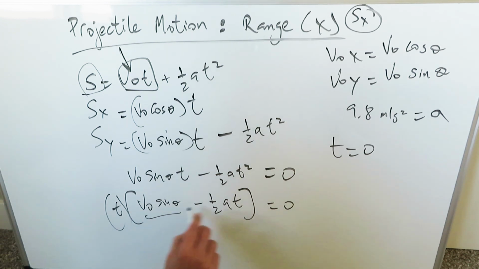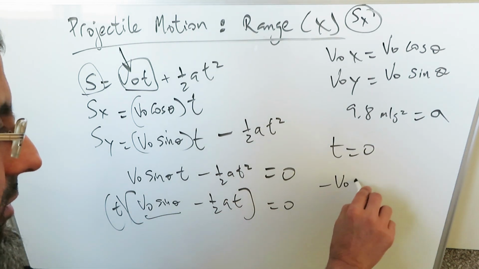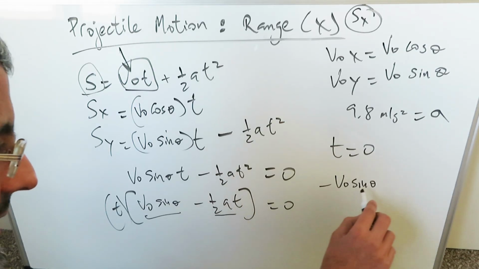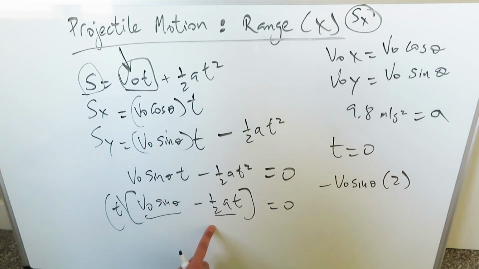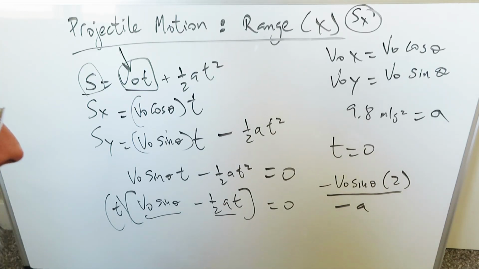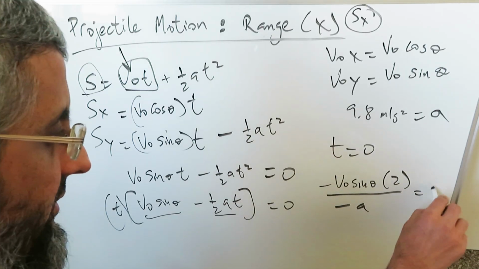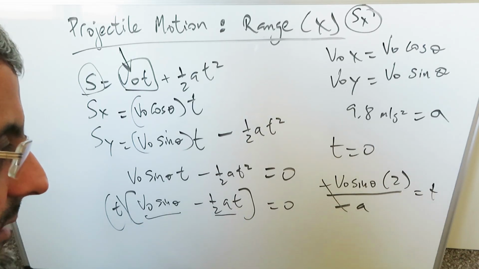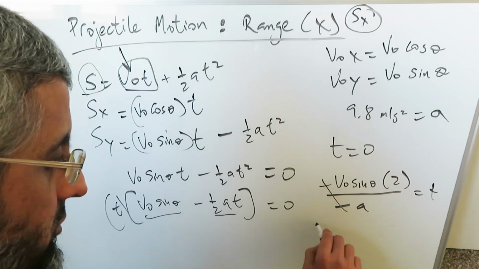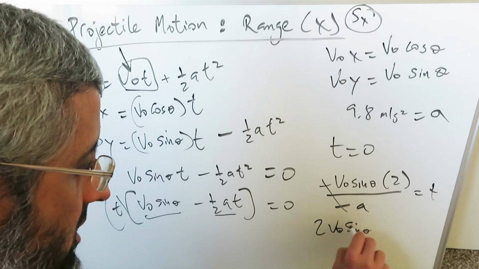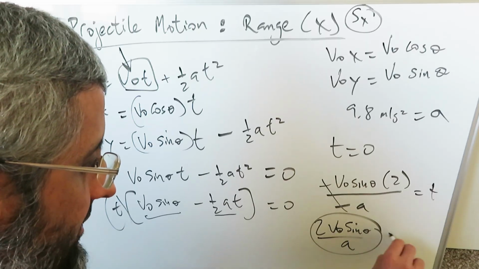You push this component on the other side, you'll have a minus V0 sine theta. Then you push the minus half a on the other side. The 2 will multiply because it's a denominator here, it multiplies on the other side. Then you have a minus a. This is obviously equal to t because in this factor you're solving for t. This thing goes away. You're going to have t is equal to what? 2 V0, your initial velocity sine theta over acceleration. And this here is equal to t.